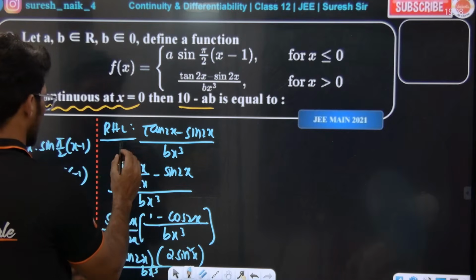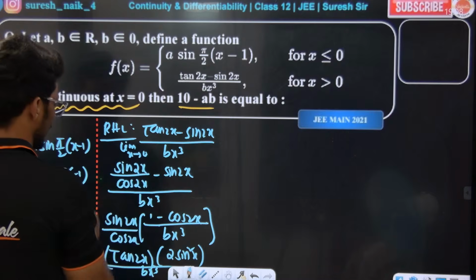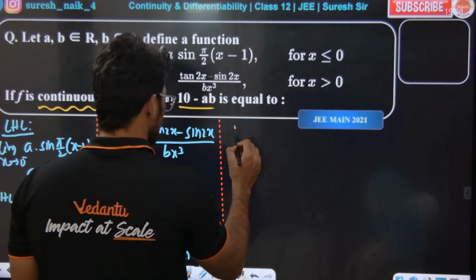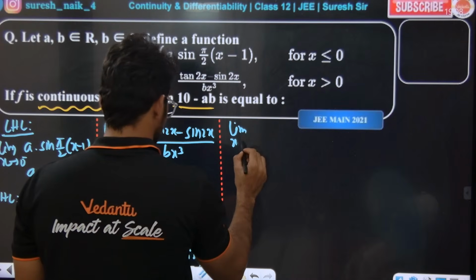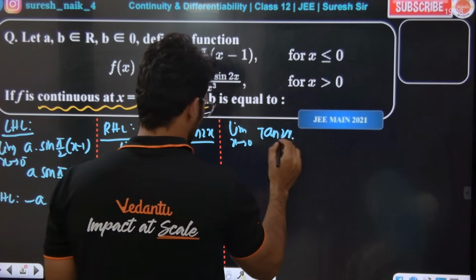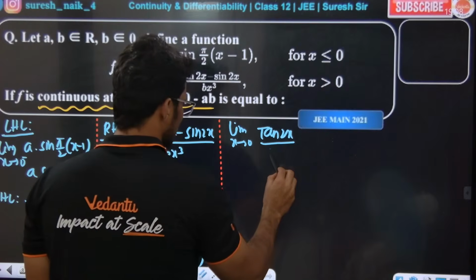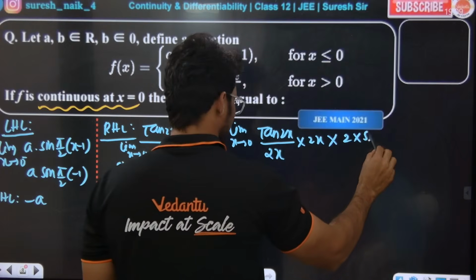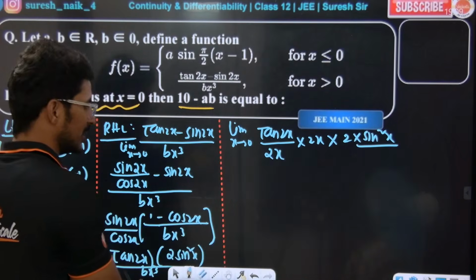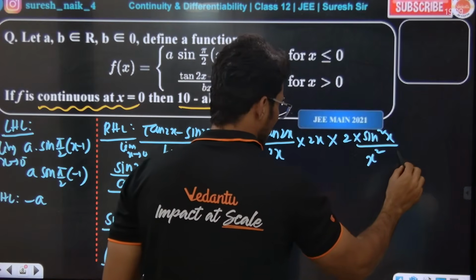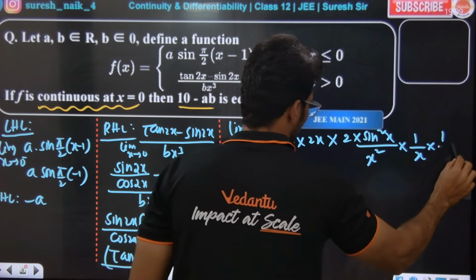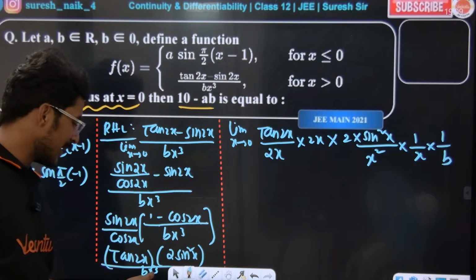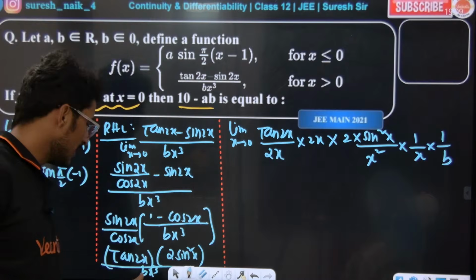Now limit x tending towards 0 anyway. Sir, put 0 and see. Now what I'm doing is this: limit x tending towards 0 of tan 2x divided by, I'll just multiply with 2x divided by 2x. Nothing wrong in that. Here there is a 2, and 2 sin square x as it is. From x cube I'll take x square and 1x here into 1 by b. I'm just splitting everything. In tan 2x by bx cube, x square I'm giving to this and 1x I'm writing separately, b as it is below.